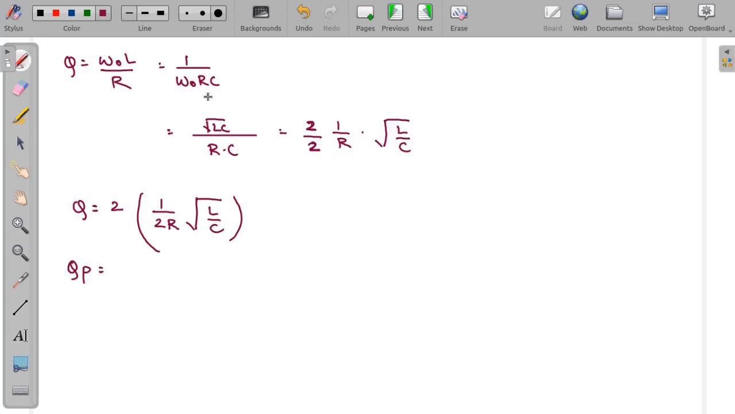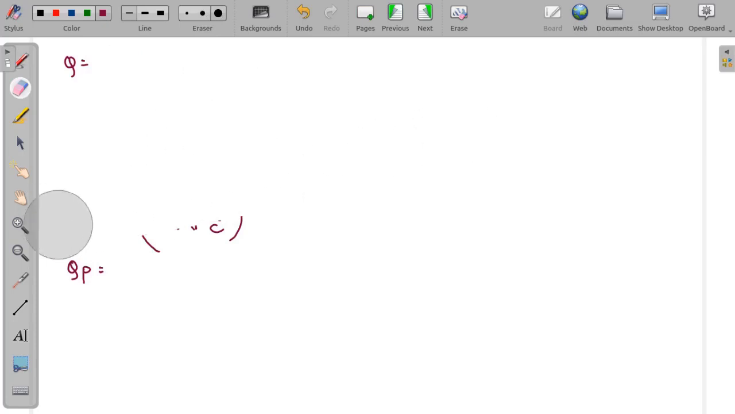Just wait a second, I think I might have made a mistake. Over here, this is a parallel circuit, sorry. So quality factor is not omega naught L by R. I have made this mistake, so please don't make this mistake. Quality factor for a parallel circuit is R by omega naught L, or it is equal to omega naught RC. A silly mistake I have made.